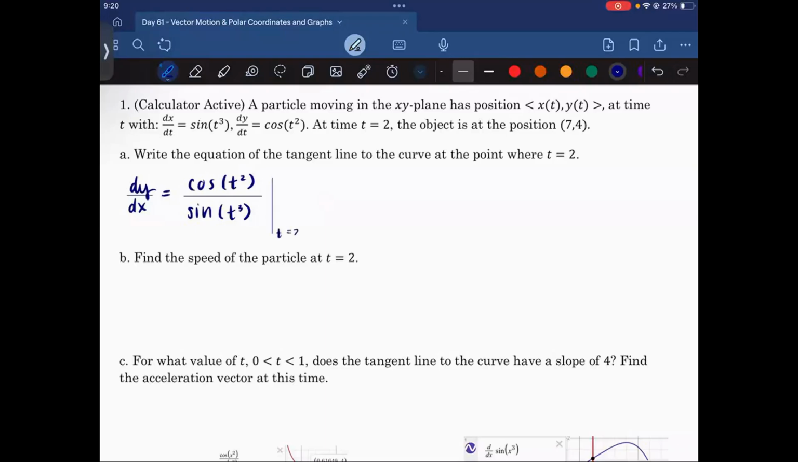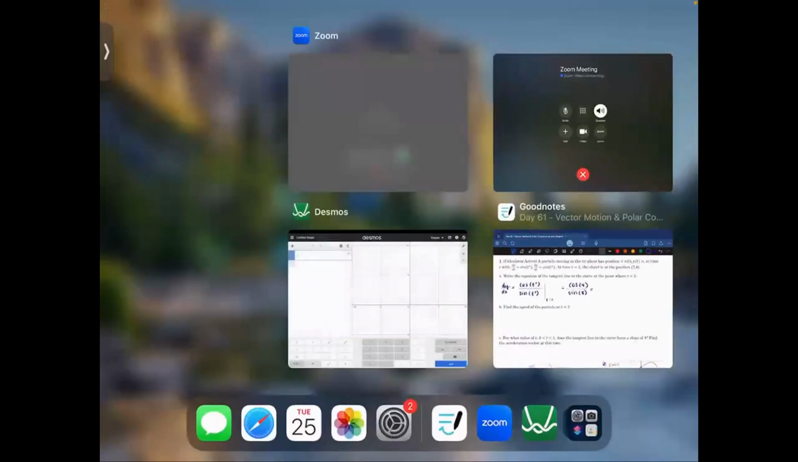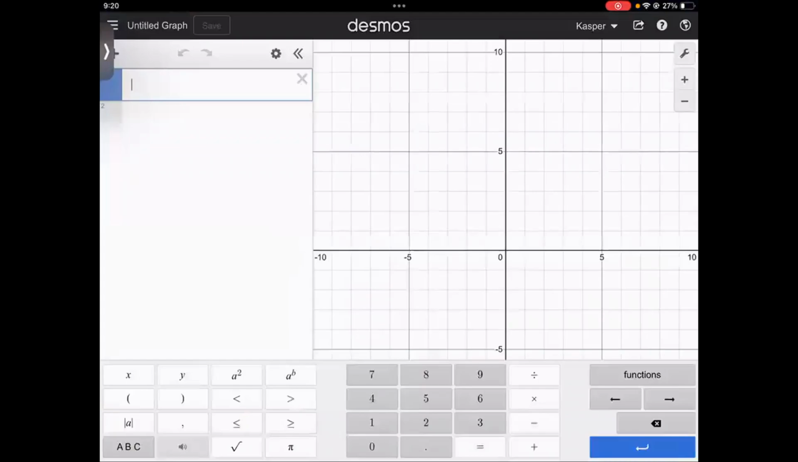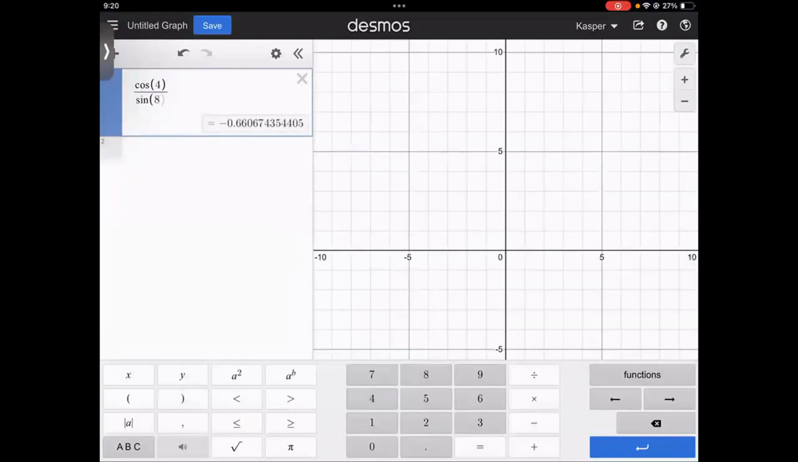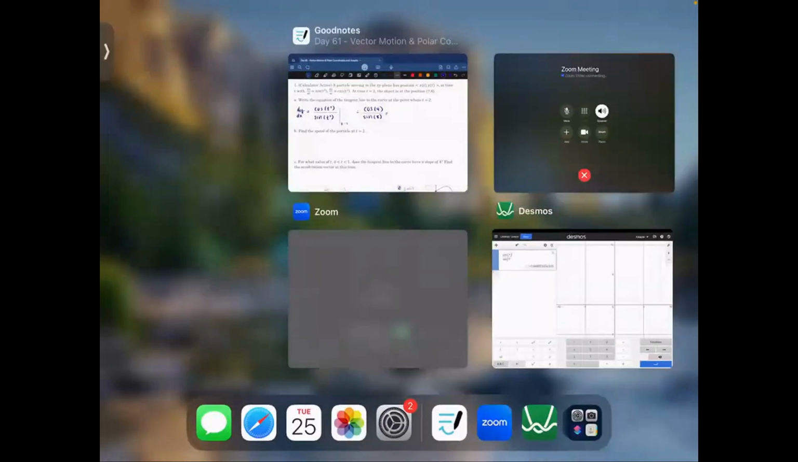And again, this is a calculator active question, so we're just going to plug in: cosine of t squared is cosine of 4, and then sine of t cubed is sine of 8. We plug that into our calculator. It's going to be a lot of back and forth today. Cosine of 4 divided by sine of 8, and we get negative 0.66067 if you want to round it a little bit. But I usually say go to 4, and you can round the last one.